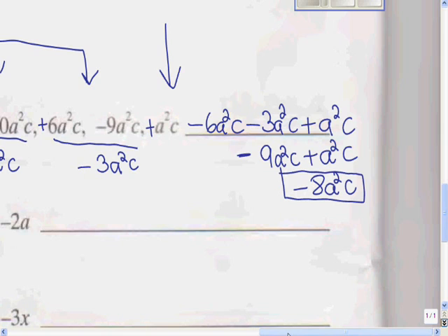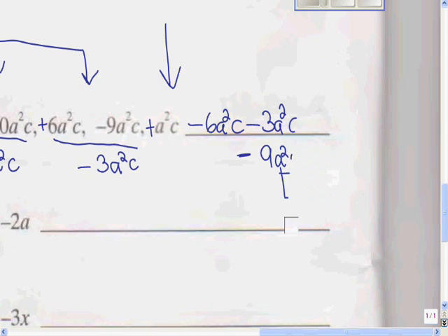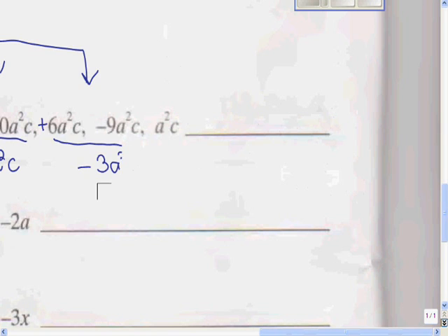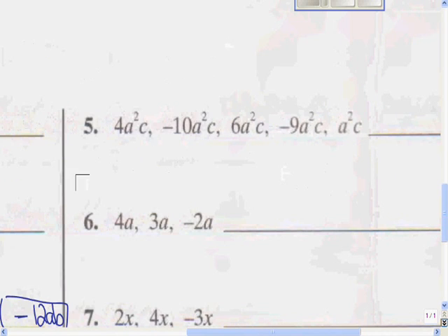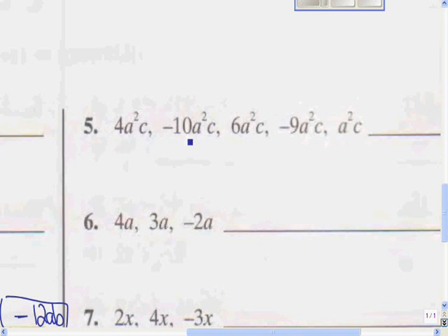There's another way of doing this. Once you get the hang of it, you can start doing it this way. This is the way I usually do it. It's a little faster. You don't have to write down so much. You can do most of it in your head. This is the way I do it. I've got a positive and a negative here, right? So I know I'm going to subtract. So that gives me negative 6a squared c, right?